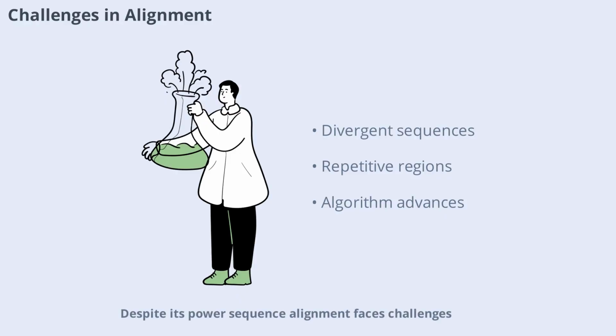Despite its power, sequence alignment faces challenges. Highly divergent sequences can be difficult to align accurately, and repetitive regions may cause ambiguity. Advances in algorithms and scoring systems continue to improve alignment quality, but challenges remain, especially with large and complex genomes.